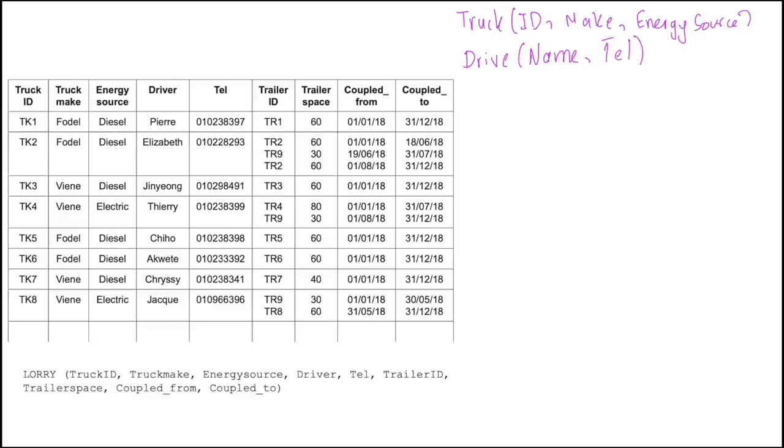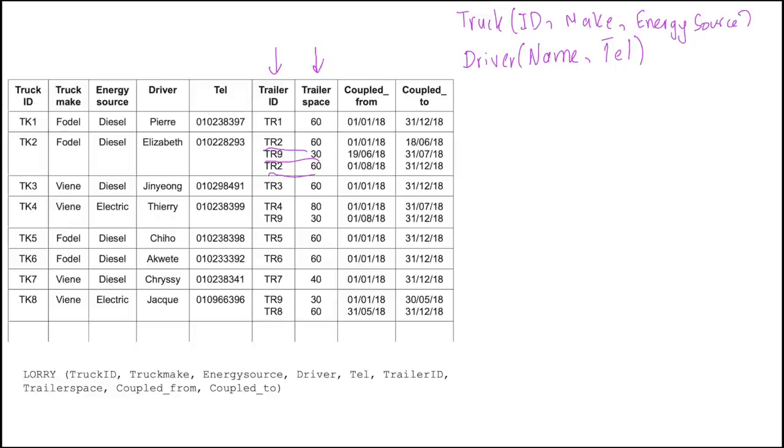and can therefore be used as a key for a driver. Next, we've got trailers, and it looks like these trailers are all making different journeys. Because we have coupled from, coupled to, we have dates. The other issue is that in trailer ID and trailer space, we have multiple values in the same attribute, which is an immediate red flag. And those values also seem to go together, like TR2 and 60, TR9 and 30, TR2 and 60. So we're seeing some patterns here.